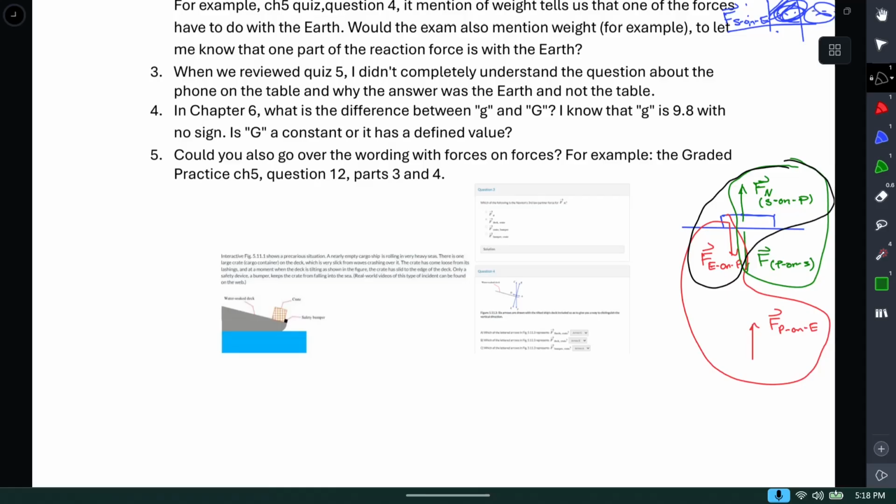They are equal and opposite. I'm not denying that part. They're just not equal and opposite because the third law says so. They're equal and opposite because the first law says so. The phone is just sitting there, so the forces on it must balance. The net force must be 0. That's the first law, not the third.